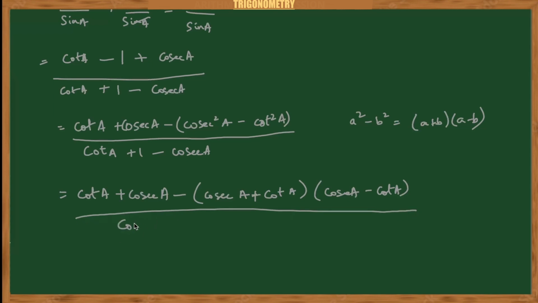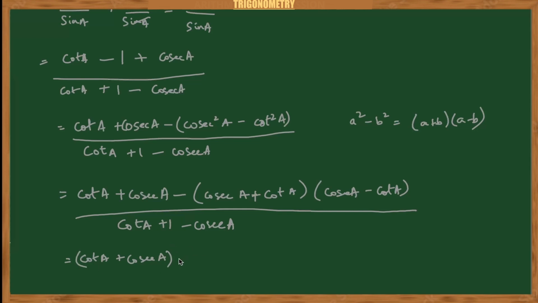Further, the denominator is cot A plus 1 minus cosecant A. Here, if you can see, cot A plus cosecant A, and cosecant A plus cot A, is nothing but interchangeable. So this can be taken as a common factor. Let's take common here, cot A plus cosecant A.